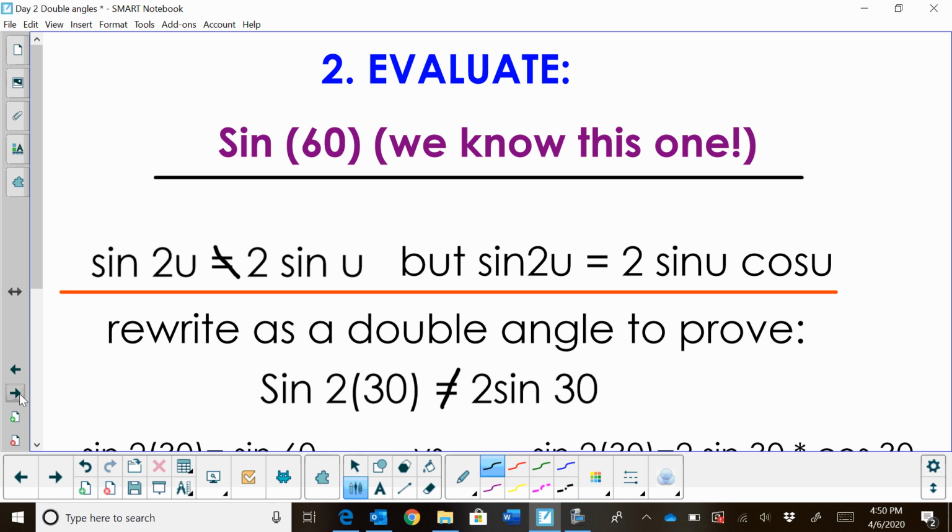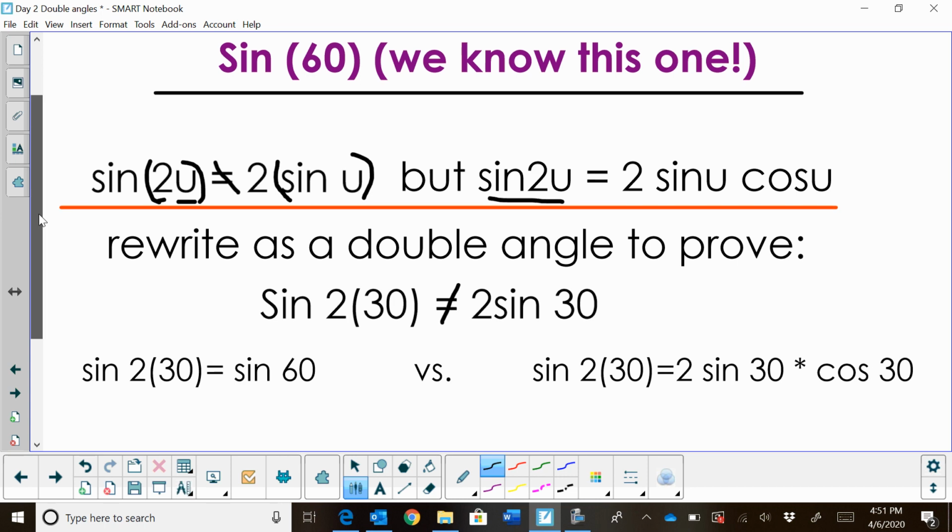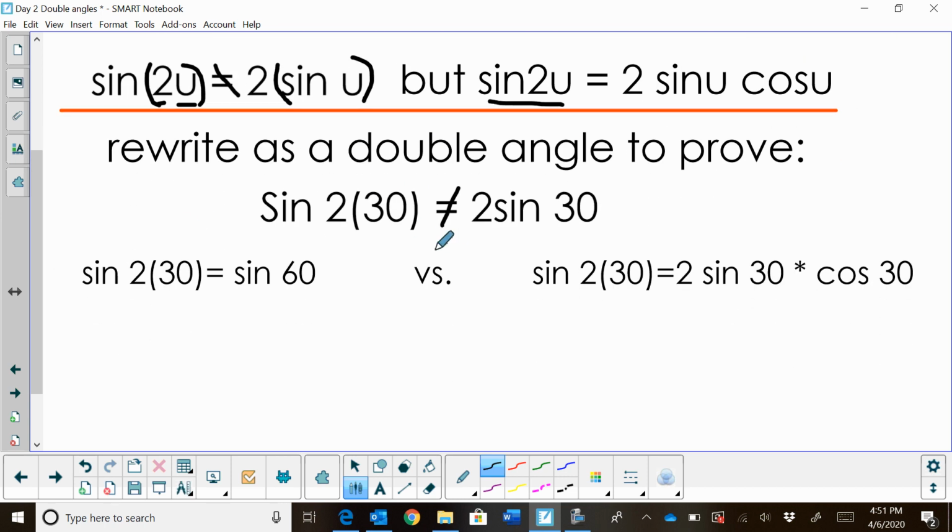Well, first of all, I need to show you the sine of 60, because we know that one's on the unit circle, what it is and what it's not. First of all, the sine of a double angle, in other words, 2 times u, is not equal to 2 times sine of u. So you can't factor this 2 out and put it in front. But indeed, the sine of this double angle is equal to 2 times the sine of u times the cosine of u.